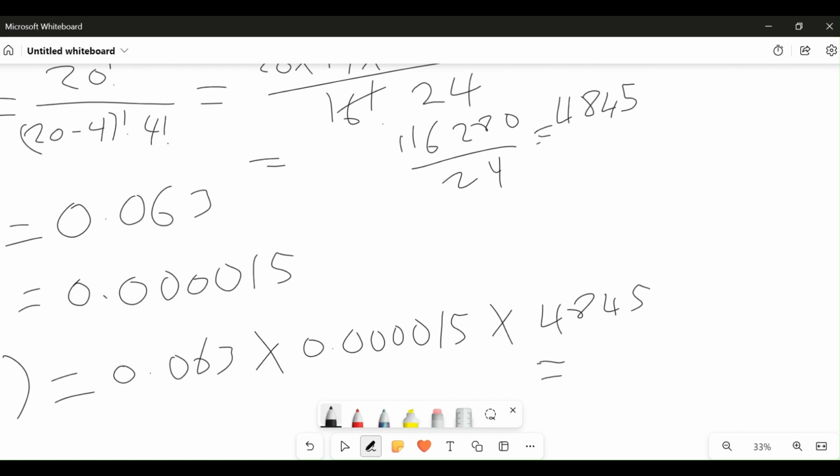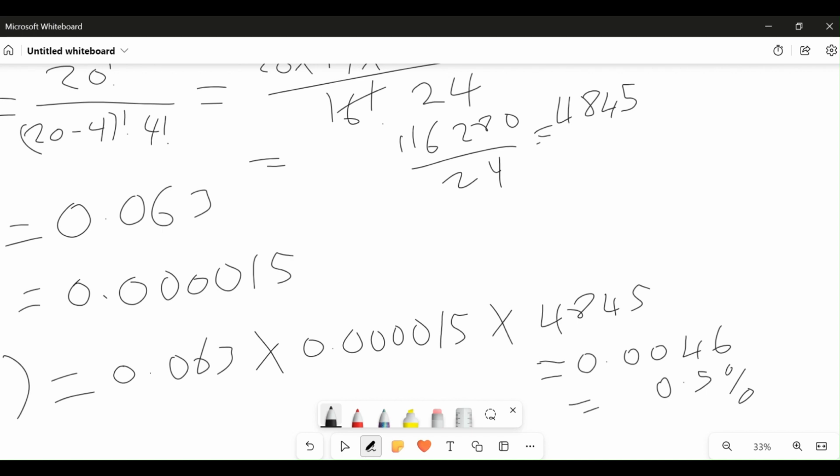Now we do this multiplication on our calculator: 0.063 times 0.000015 times 4,845. And that probability will then be 0.0046, which is 0.5% approximately. No, it's not 4.6%, it would be 0.5%. Okay.